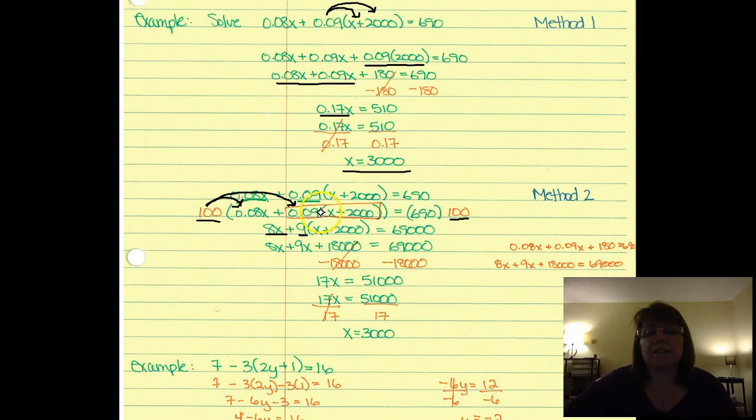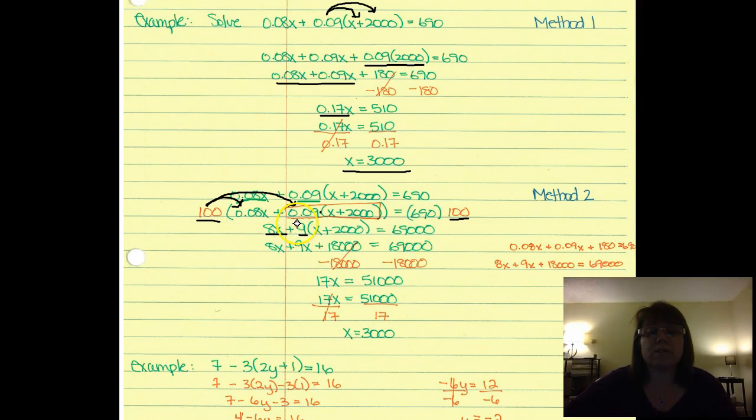But there's multiplication in between the 0.09 and the parentheses. Because of that, if I multiply the 100 by the 0.09, I'm also doing the parentheses. So I don't have to distribute the 100 in the parentheses. Just keep that in mind. And then on the right-hand side, 690 times 100 is going to be 69,000.